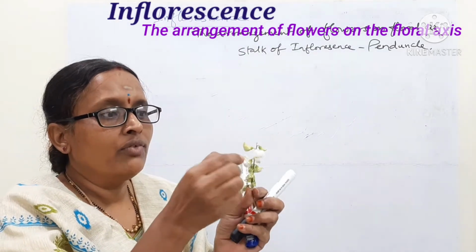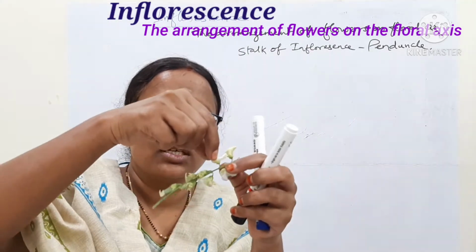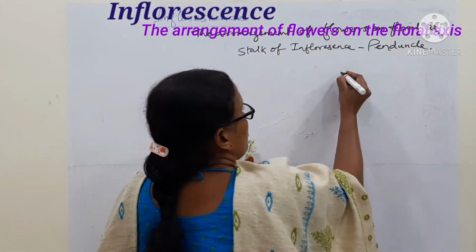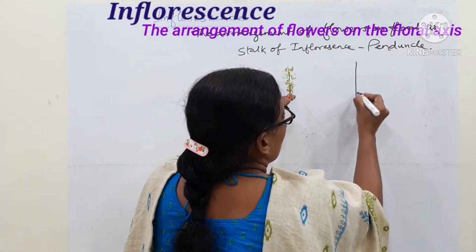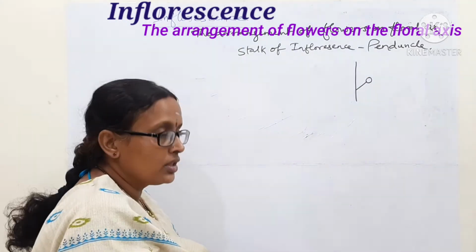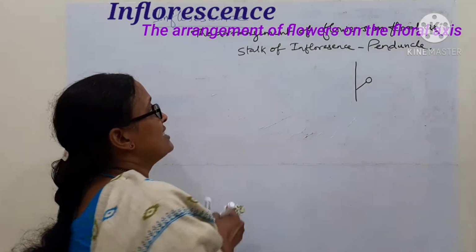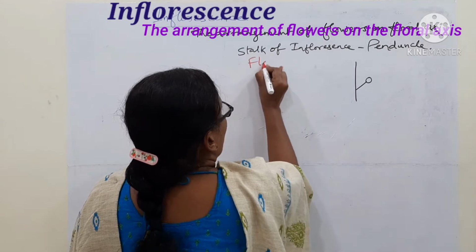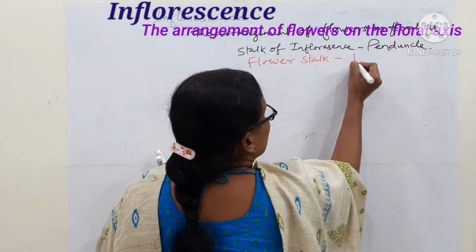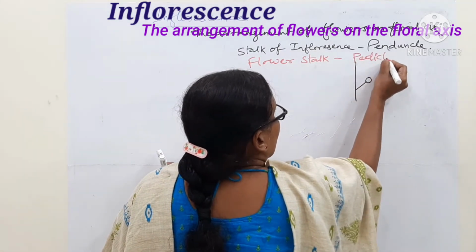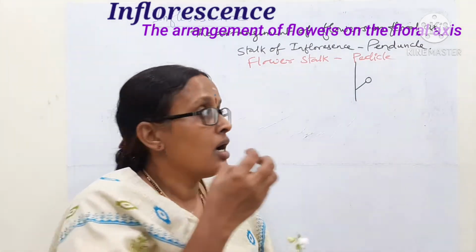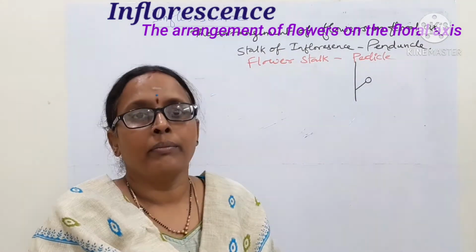Whereas every flower will have its own stalk. If you take this flower, it has a small stalk-like structure attached. That stalk is called the pedicel. The flower stalk is called the pedicel, whereas the total inflorescence axis is called the peduncle.